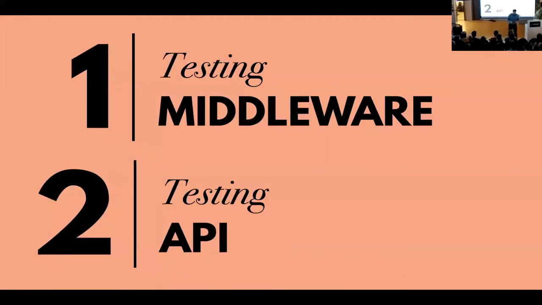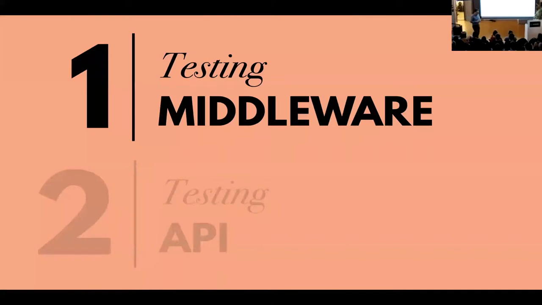My presentation is divided into two parts. In the first part, we will be testing a middleware, one single piece of KOA middleware, asynchronous middleware, obviously. In the second part, we will talk about API testing, how to test the application, let's say, from the outside. Okay, let's start with the middleware.